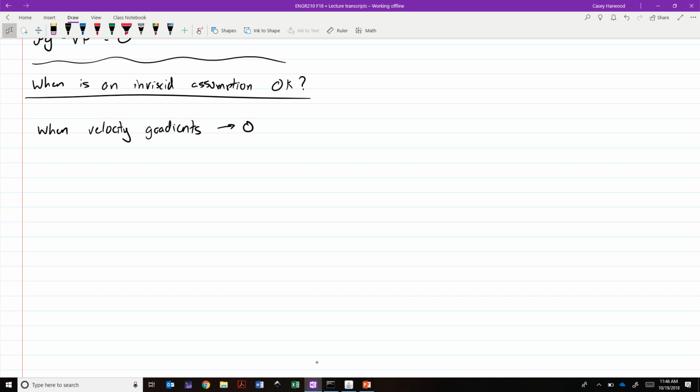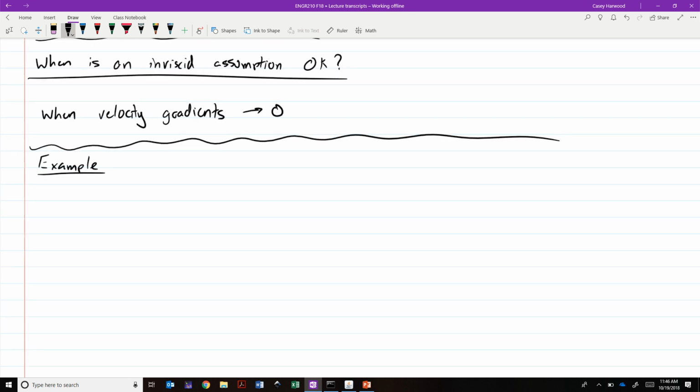So to break up the derivation here, let's do a quick example involving the Euler equations. So if we're given a flow in which u is equal to 2x meters per second, and v is equal to negative 2y meters per second.